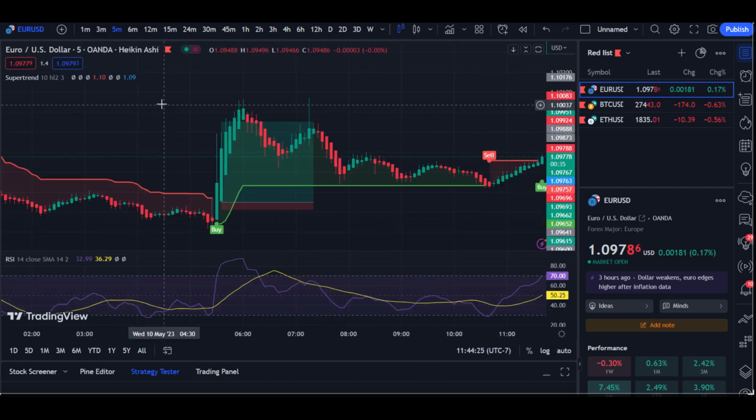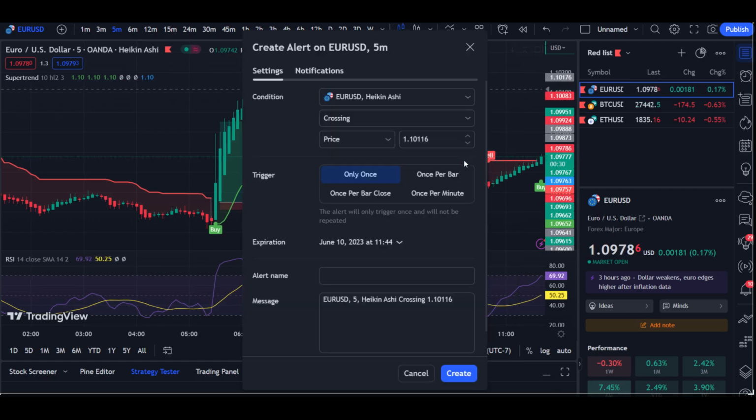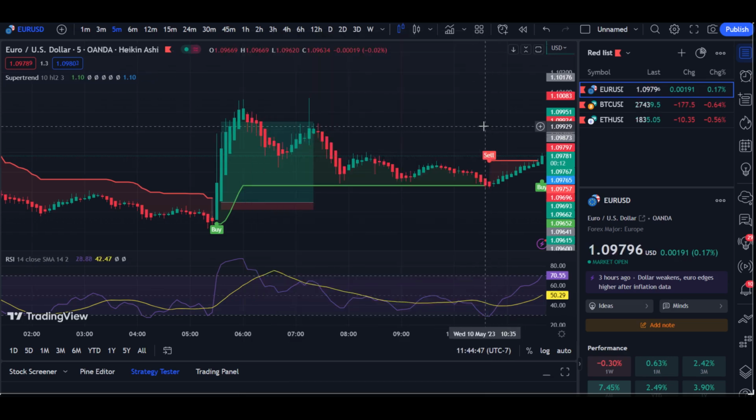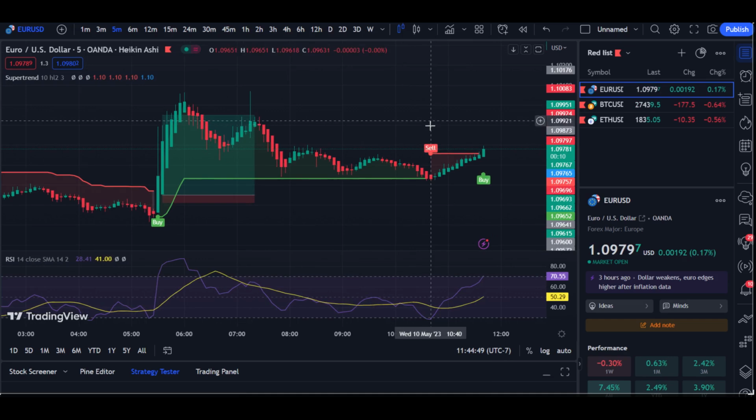Alright, so now for setting up alerts for this strategy, what we're going to do is we're going to right click, add alert. Once we're here, we're going to click on the Supertrend. Once per bar close, we're going to make two different alerts. We're going to make one for the buy and one for the sell. That way, whenever one of these appears, it'll send an alert to whatever device that you have. Again, make sure that the RSI is either in the oversold territory for a long or the overbought territory for a short. This will increase your win percentage for this strategy.